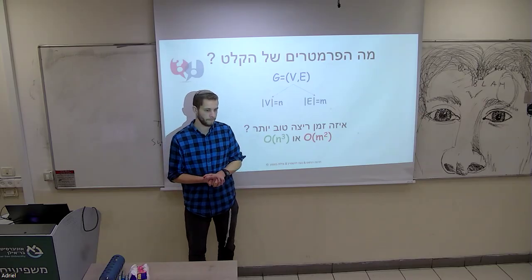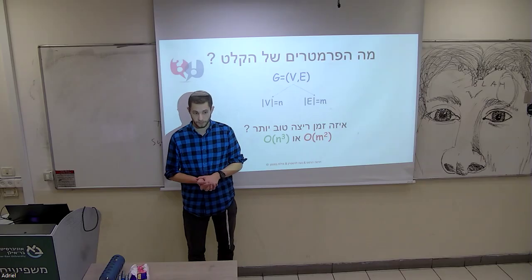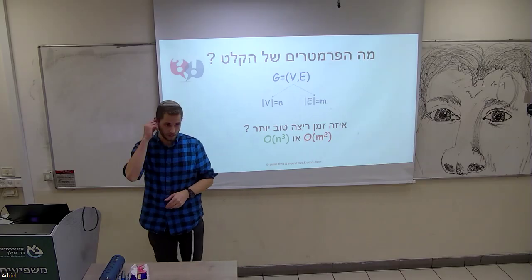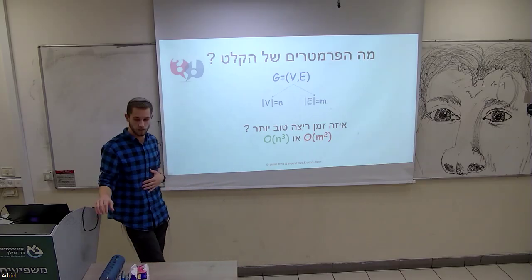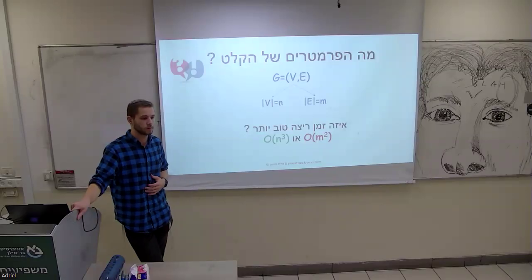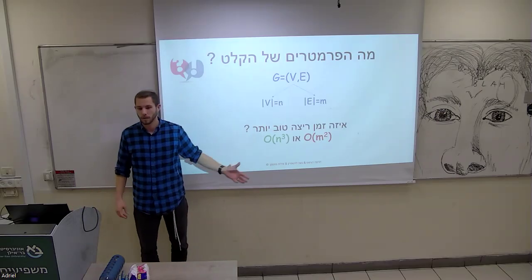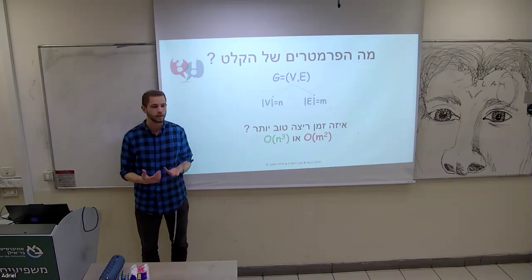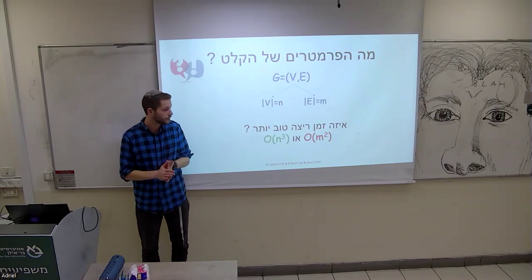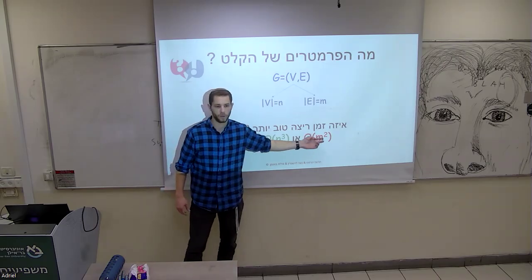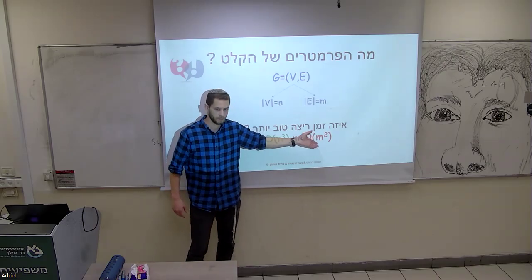It depends on the size of each. You can have more edges than vertices, or the other way around. It depends on whether or not we have a lot of edges, right? You can have a graph that has no edges. If it has no edges, obviously we prefer O of M squared because it's just nothing, constant time.